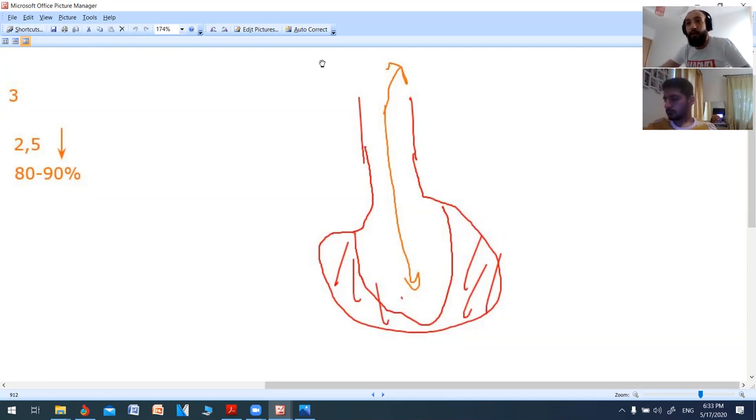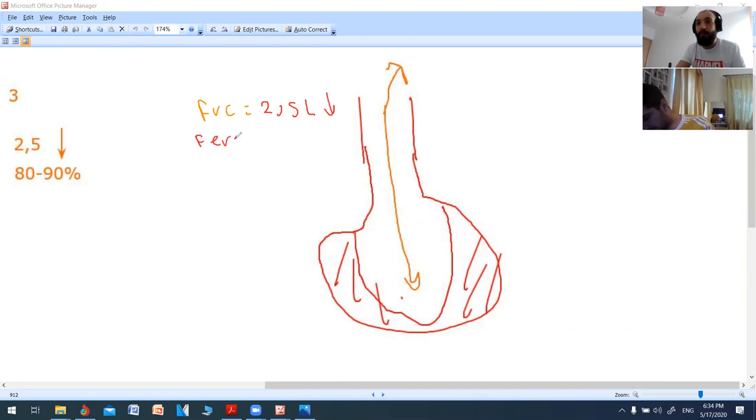Okay. Now, with this one, I tell him to breathe in and out. What do you think? Can he breathe five liters in and out? No, because he has a smaller lung, right? So the FVC is, for example, half, 2.5 liters. I'll give you an example. So is it low or normal? Low. Okay, next, FEV1.